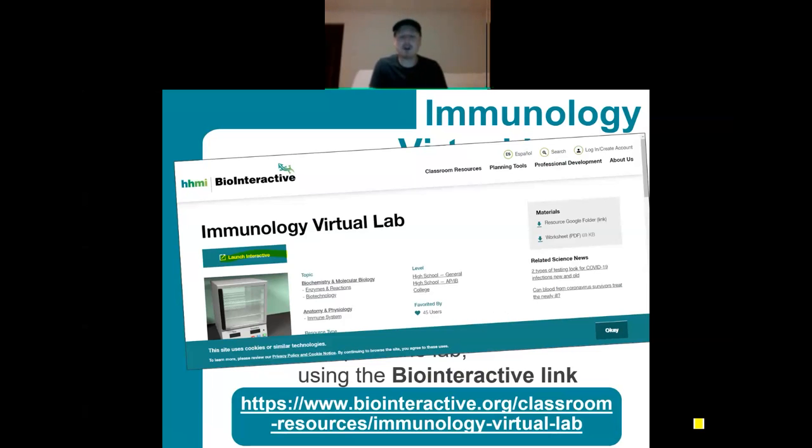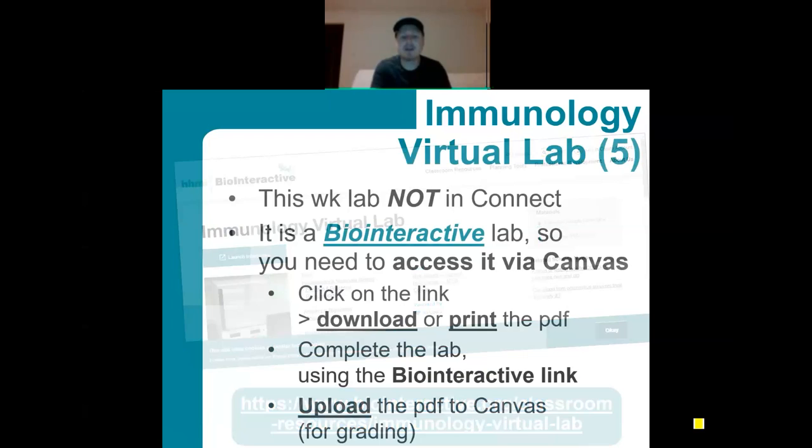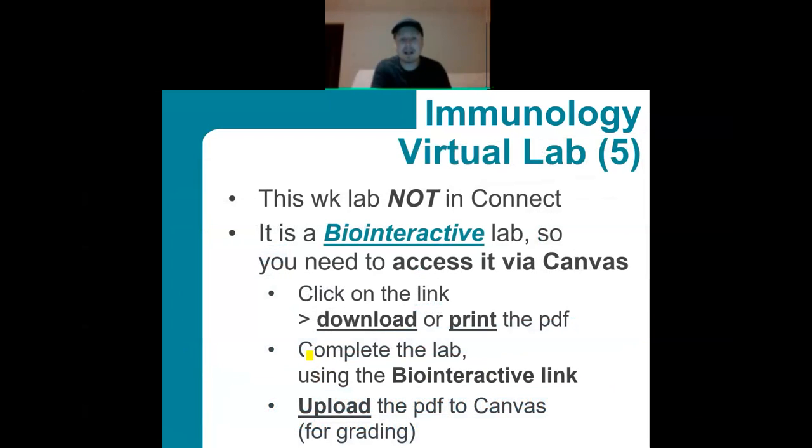All you need to do for points for this lab is to complete the lab sheet that you just got and then upload it to the Canvas. So if you do it on a computer, you can just upload the PDF. If you do it manually, you can scan it or you can take a picture of it, however you wish, but you just upload it to the Canvas.